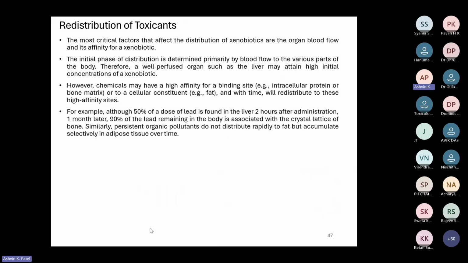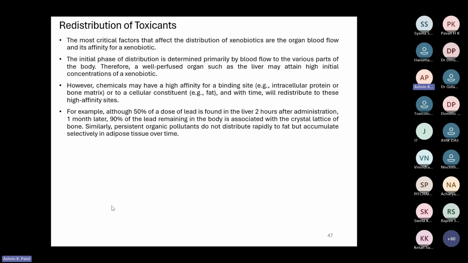Redistribution of toxicants. The most critical factors that affect the distribution of xenobiotics are the organ blood flow and its affinity for the different xenobiotics. It is the process where the toxicant moves from one area to another area. When a drug remains in the bound form at a depot or some area, after some time it is redistributed to another area and it produces toxicity.